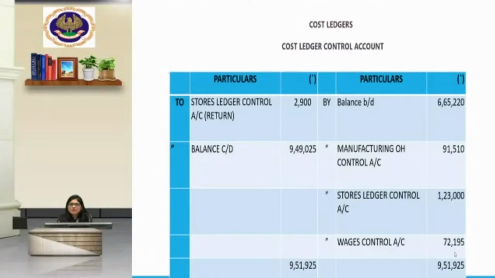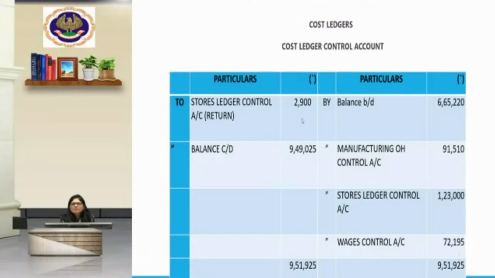Wages control, remember we paid the wages, direct and indirect both. So wages control account debit to cost ledger. That's why it has come in the credit of cost ledger. It will go to the debit of wages control. All right. Remember, we returned material back to the suppliers.